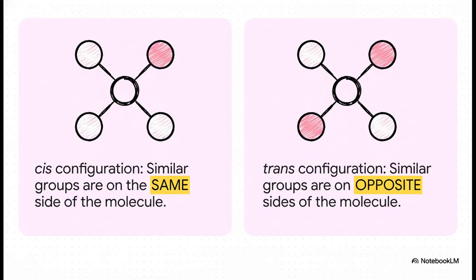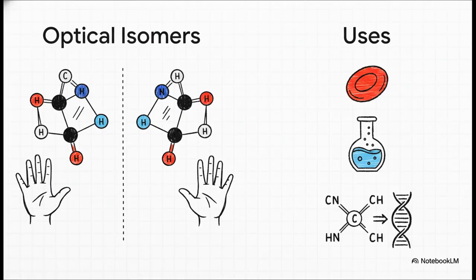Now, this is where things get even more interesting. Within those shapes, you can have isomers, same exact chemical formula, but a different 3D arrangement. The easiest ones to spot are geometric isomers. If similar groups are on the same side, we call it cis. If they're on opposite sides, it's trans. Simple as that.